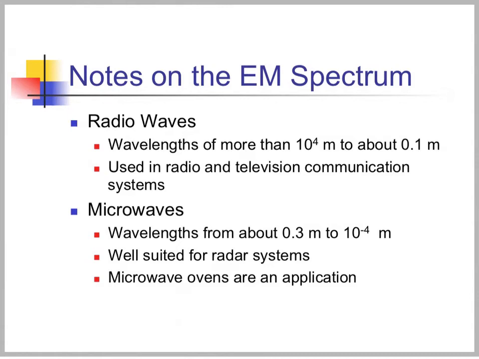Microwave ovens are an example where I can use a very specific wavelength to excite the atoms in a water molecule, the electrons in a water molecule. Of course, microwaves can also be used for communication. Microwave towers are used for long distance communication between cell towers, for example.